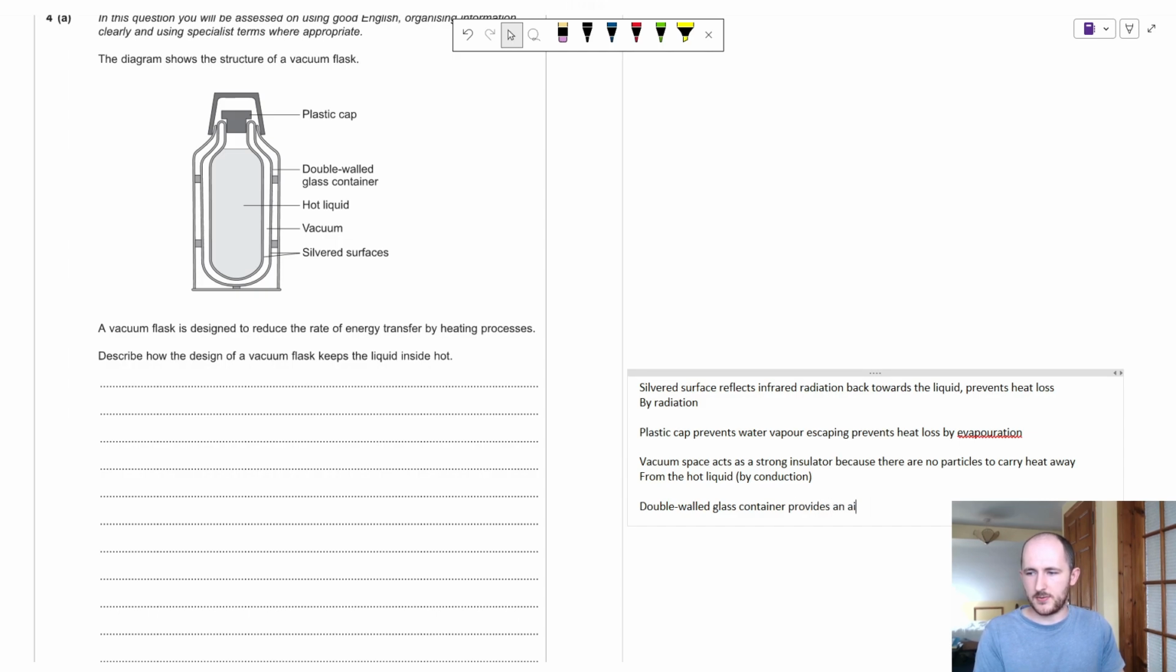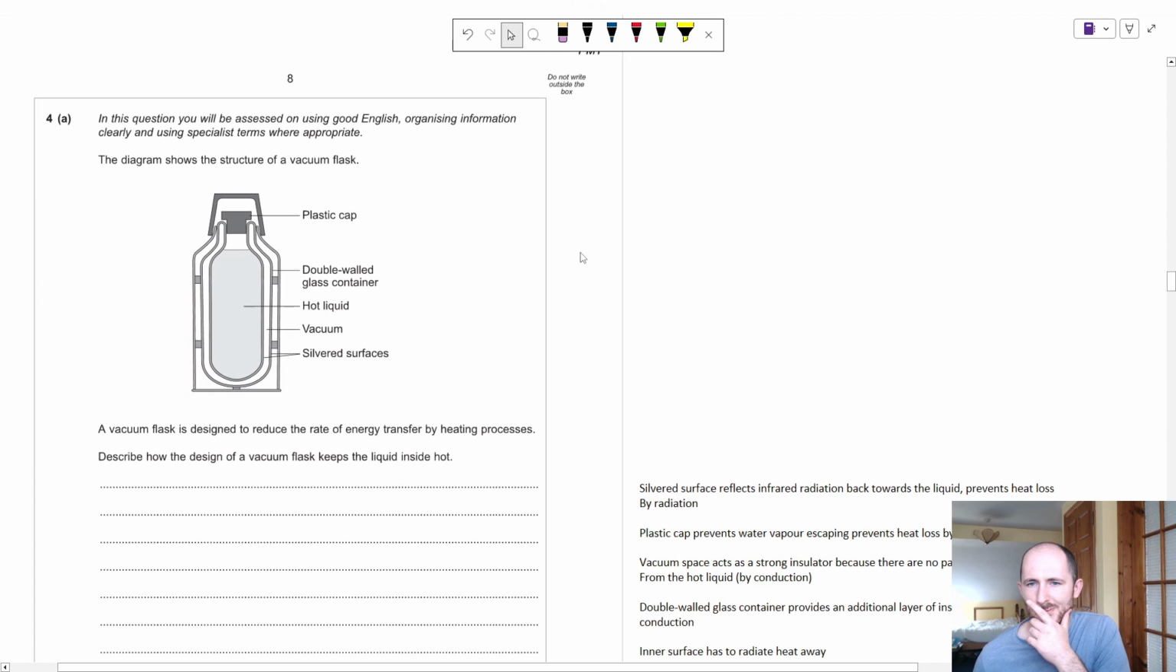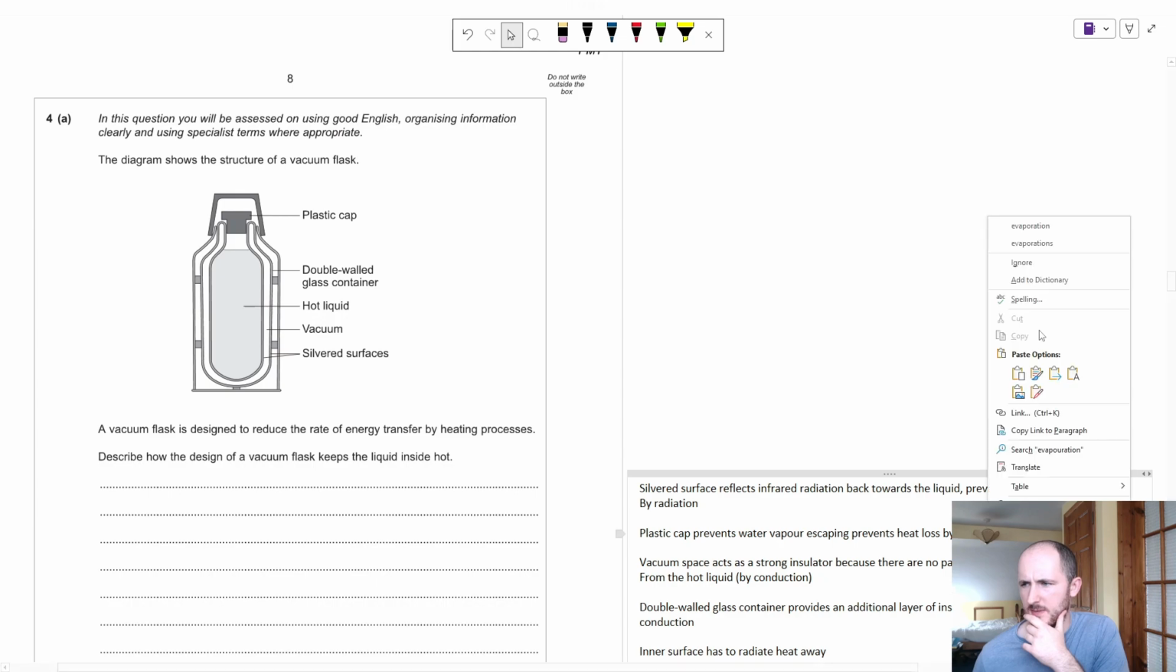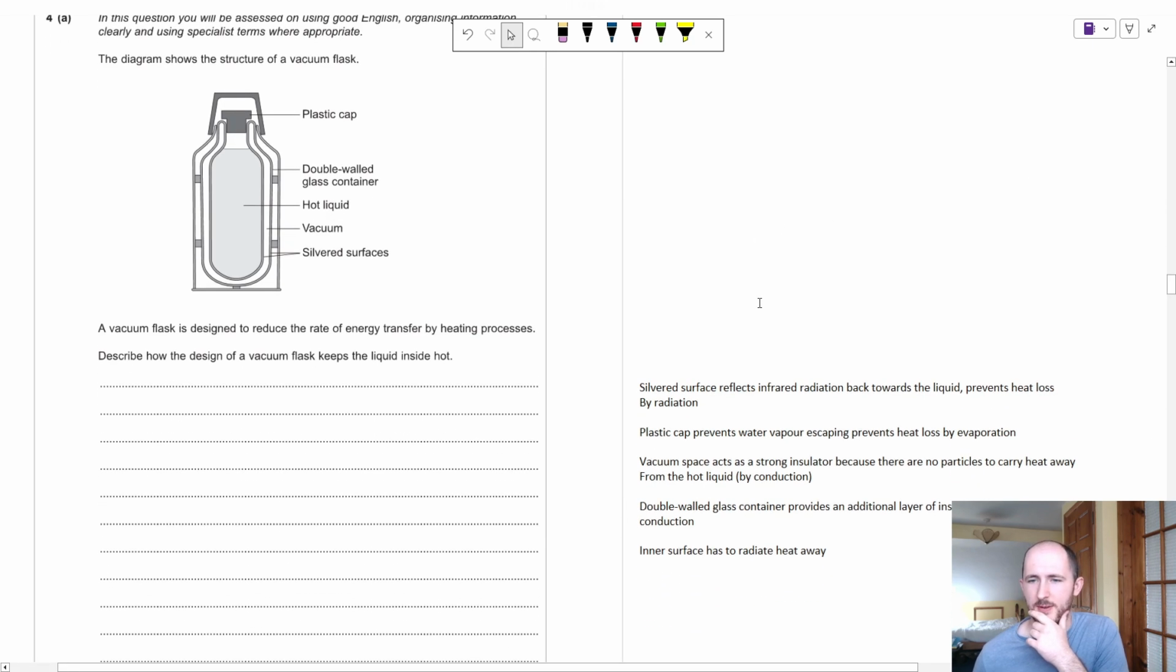provides an additional layer of insulation, which prevents heat loss by conduction. Instead, you have that the inner surface has to radiate heat away. By the way, I think this is an American spelling, that's why. Unless that isn't how you spell evaporation. That's embarrassing if not. So I think that's all okay.